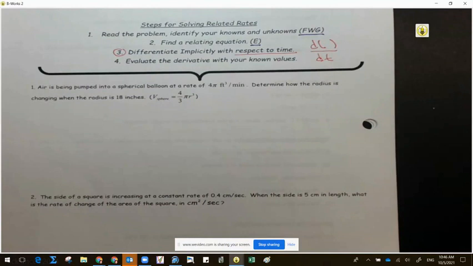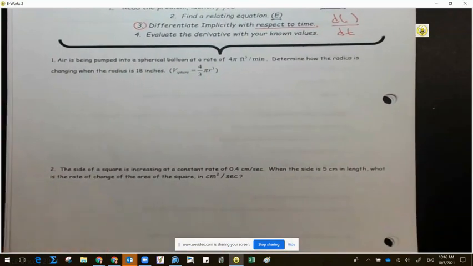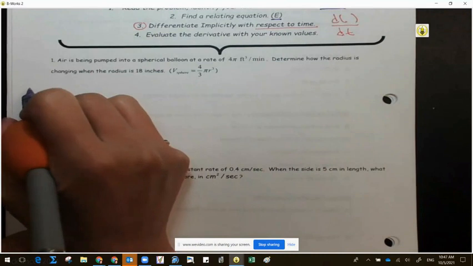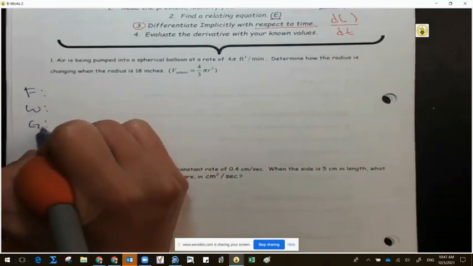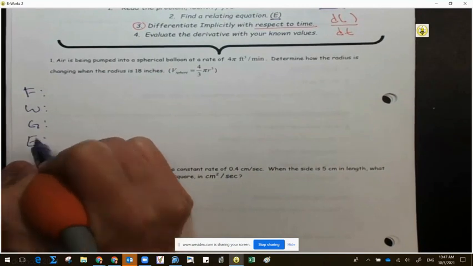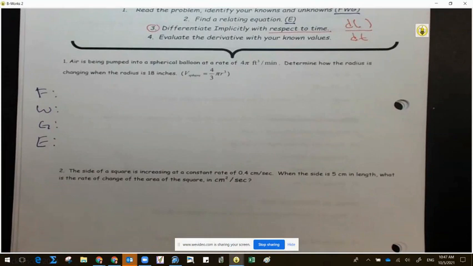So Milo, read number 1. Air is pumped into a spherical balloon at a rate of 4 pi per minute. Determine how the radius is changing when the radius is 18 inches. Okay, let's all write out Fuigi on the side. And if you have another method and you don't want to write this out every single time, use it. But this is the best method for me.